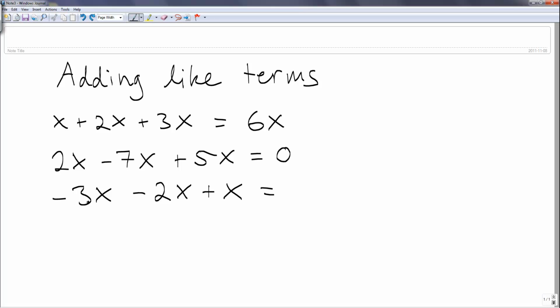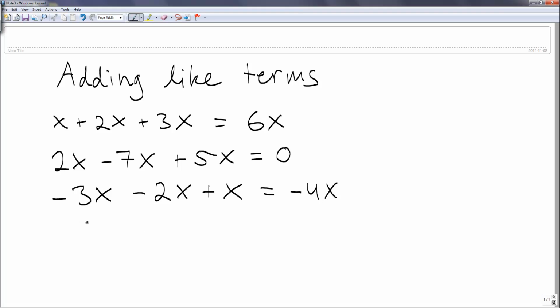So minus 3x minus 2x. Let's do these first. We have minus 3 and then minus 2. It becomes minus 5x, right? Minus 5x plus x, or plus 1x. So we have minus 5x plus 1x, which becomes minus 5 plus 1, which is minus 4x.